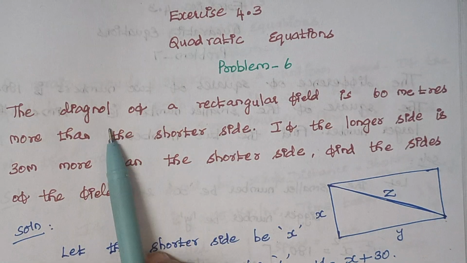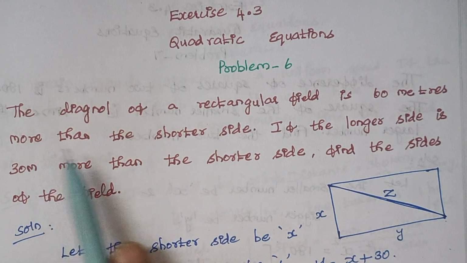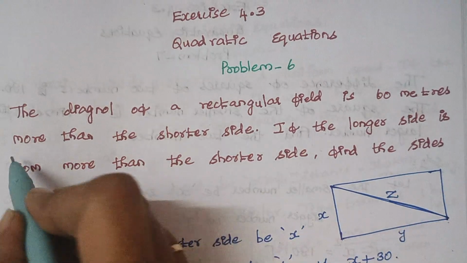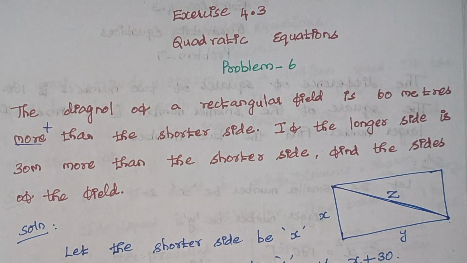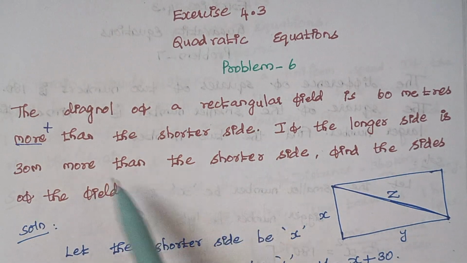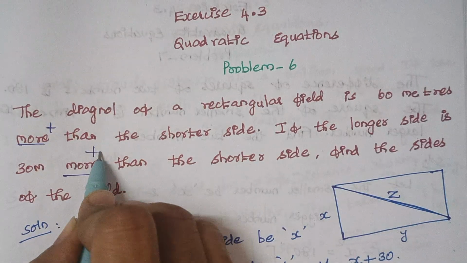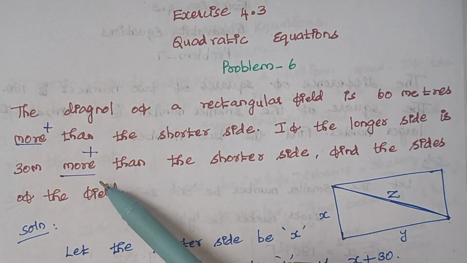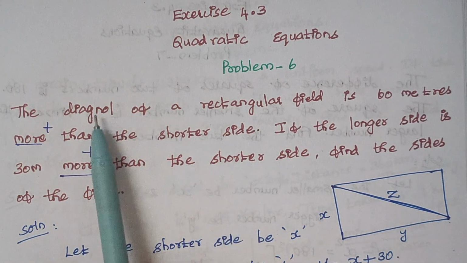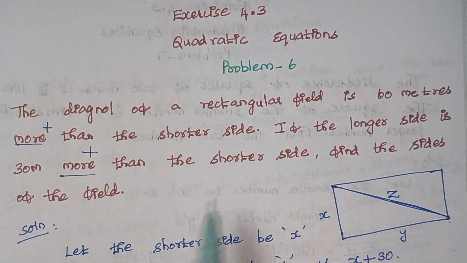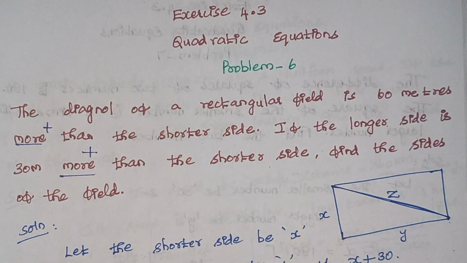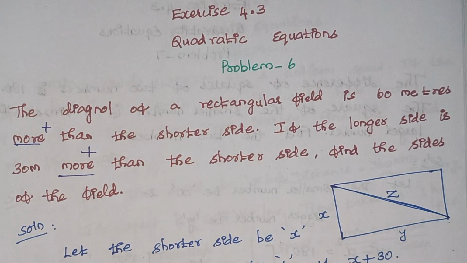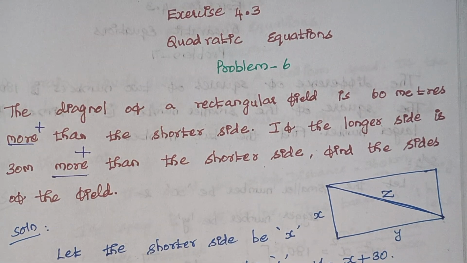Now, the diagonal is 60 meter more than the shorter side. So, what does this term more represent? More represents a plus sign. Now, if the longer side is 30 meter more than the shorter side, again here also more, so this represents a plus sign. So, here you see there is a relationship between the diagonal and the shorter side, and again there is a relationship between your longer side and the shorter side. So find the sides of the field. Okay, we have to calculate the sides.